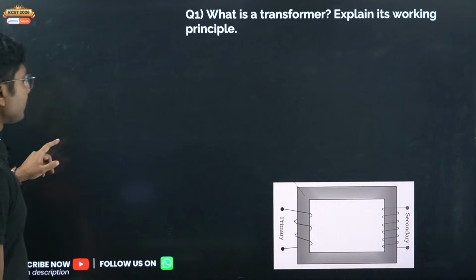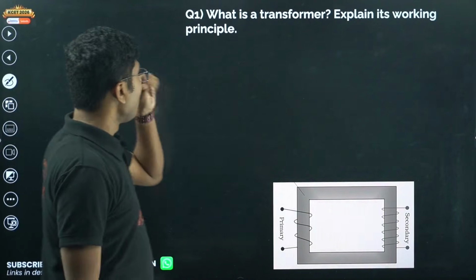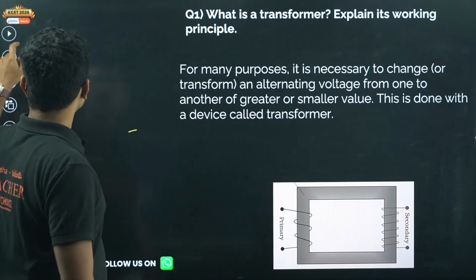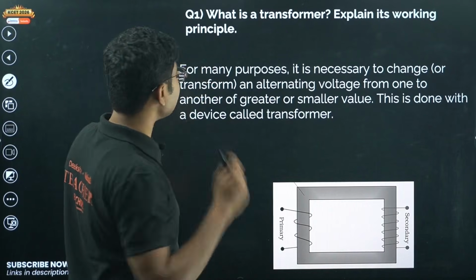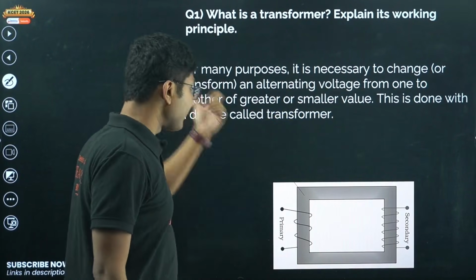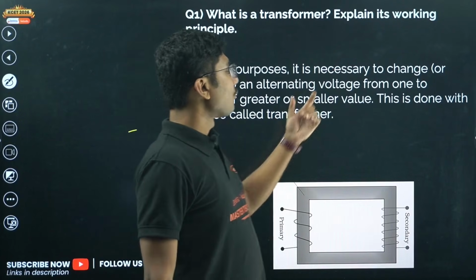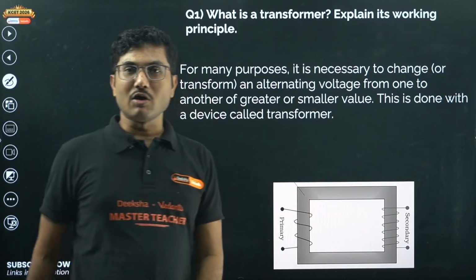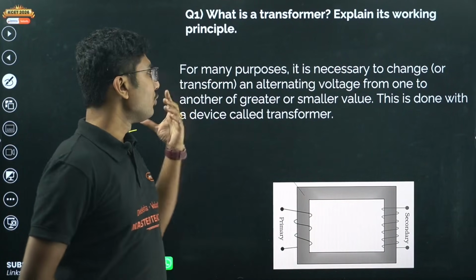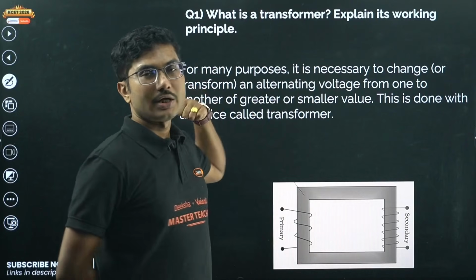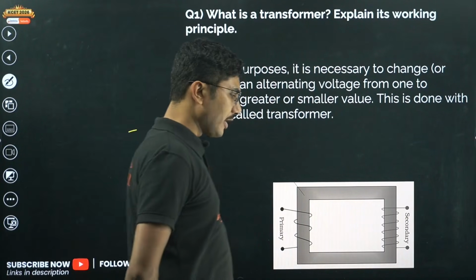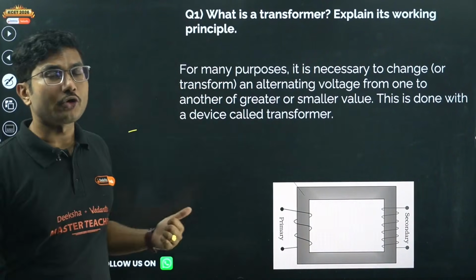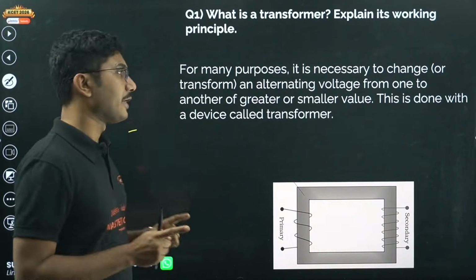So let's start with the questions one by one. First question is, what is a transformer? Explain its working. For many purposes, it is necessary to change or transform an alternating voltage from one value to another, greater or smaller. This is done by a device called a transformer. So you can say that a transformer is a device which is used to transform or change an alternating voltage. It is only possible for alternating voltage, not any voltage can be changed.